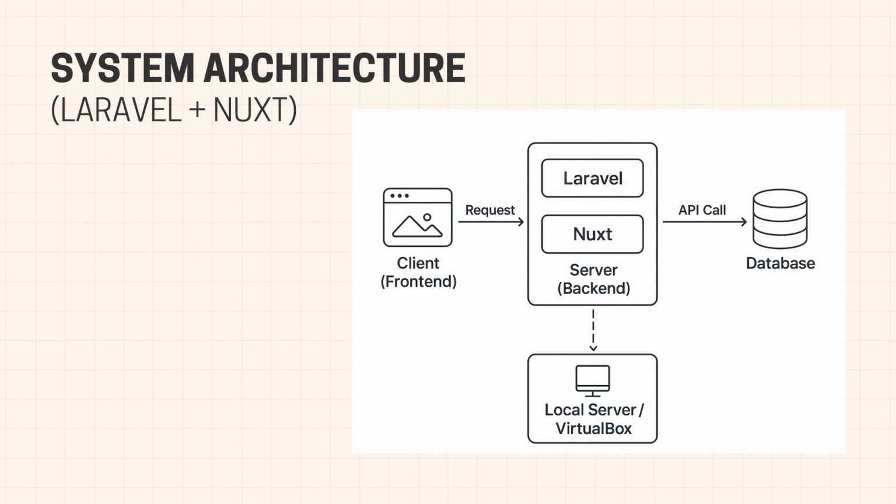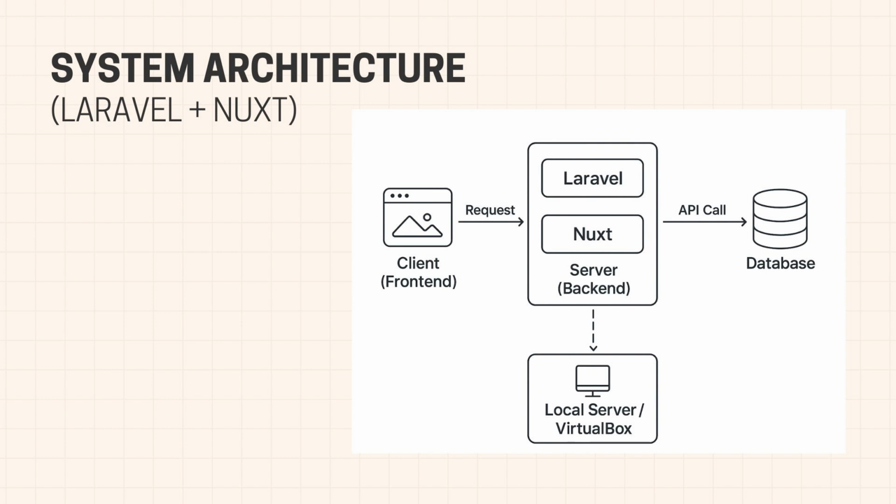Moving to the center, we have the server side, which uses Laravel as the backend. Laravel receives the API request from Nuxt through routes like API login, API users, or API data. Laravel then processes the logic, validates the data, and communicates with the database.